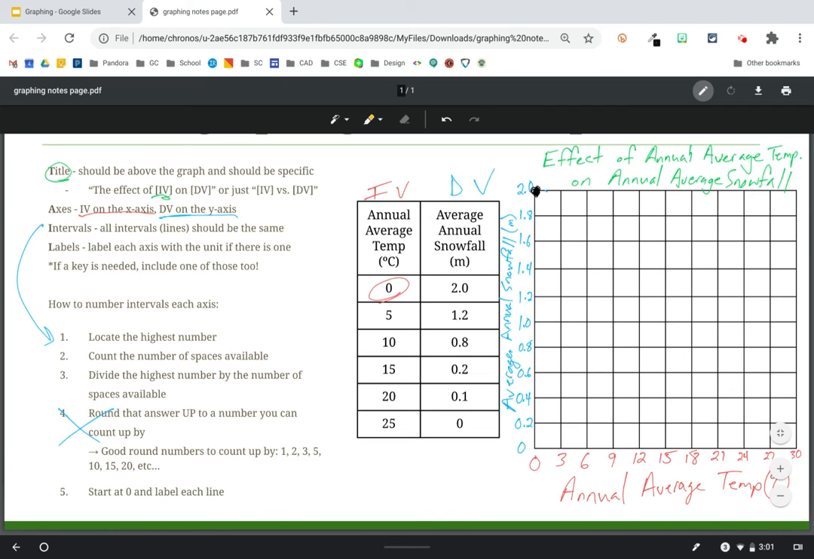Then the next one is at 5. 5 is going to be between 3 and 6, but closer to 6. And that's going to go all the way up to the 1.2. So you'll notice that I made a small mark down here and then followed it up until I hit the right level on the dependent variable side. Our next one is at 10, which will be between 9 and 12, but closer to 9. That is at 0.8 meters of snowfall.